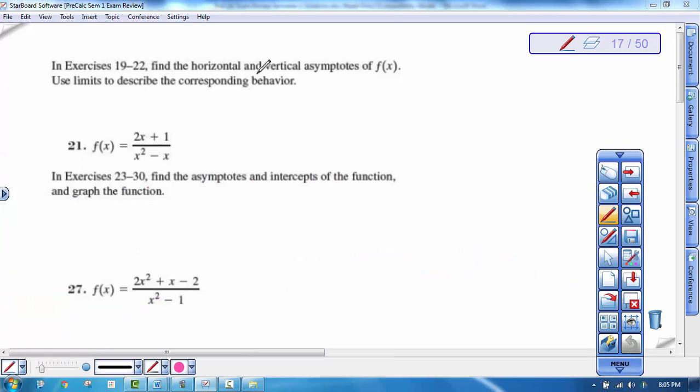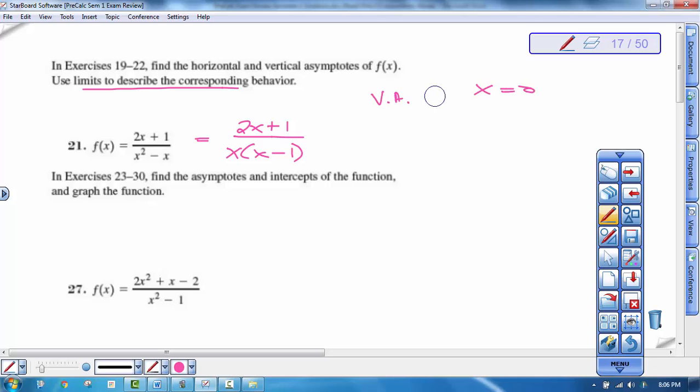Okay, the next problem wants to find the horizontal and vertical asymptotes again, but this time use limits to describe the behavior around those asymptotes. So let's factor everything, and this turns into x times x minus 1. Now we can see the vertical asymptotes. Those occur at zeros in the denominator that don't cancel. So in this case we have x equals 0, and we also have x equals 1.